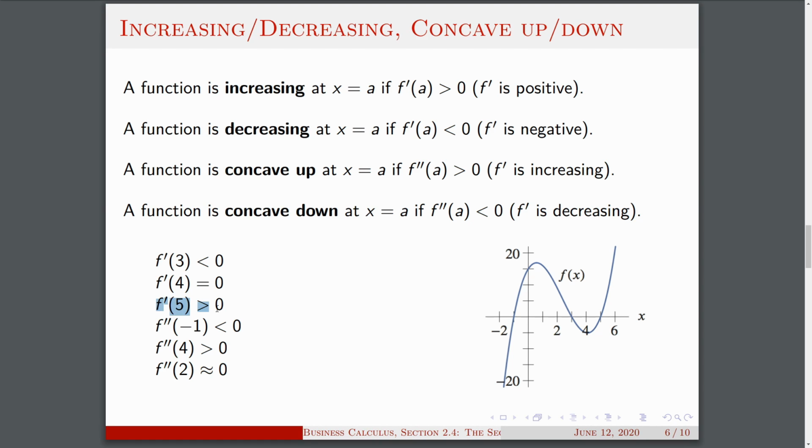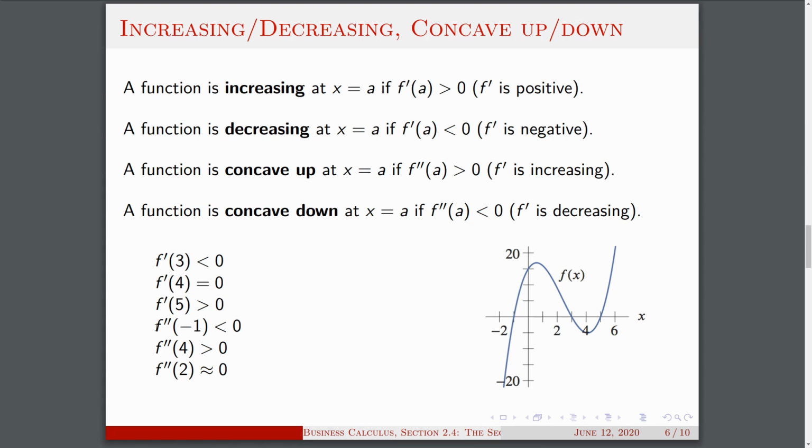F prime of 5 greater than 0, that's the next one I said here. So we go to x equals 5, and we look at the function, and f prime of 5 being positive, that should mean that the function is increasing at that point, and sure enough, it's increasing. It's going up from left to right.